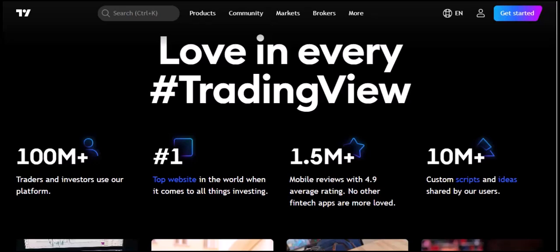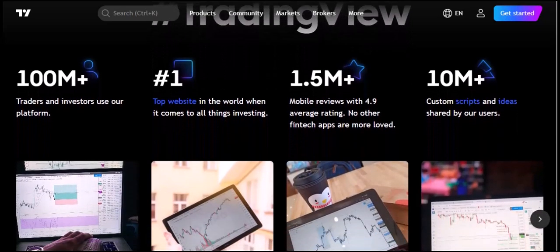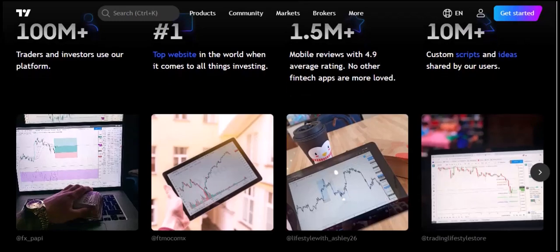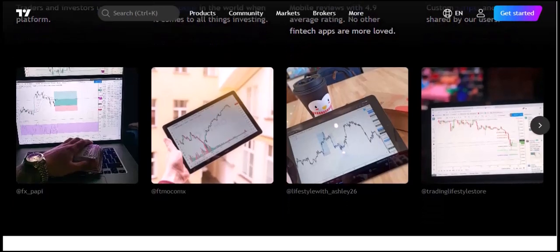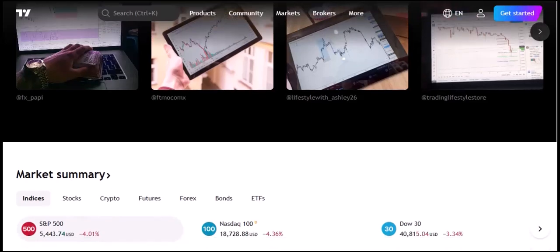And finally, for the power user, there's the Premium plan. This is around $60 per month billed annually. Premium gives you a massive 25 indicators per chart, 8 charts in one layout, and a crazy number of active alerts. It also includes features like second-based intervals and multi-monitor support, which are a game changer for day traders.